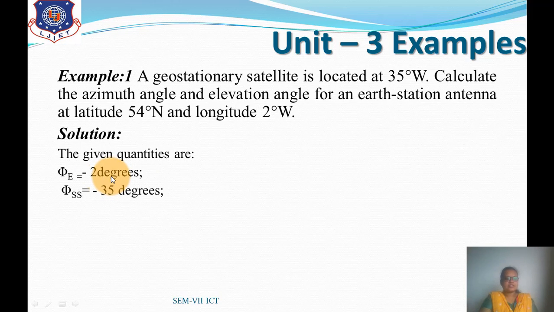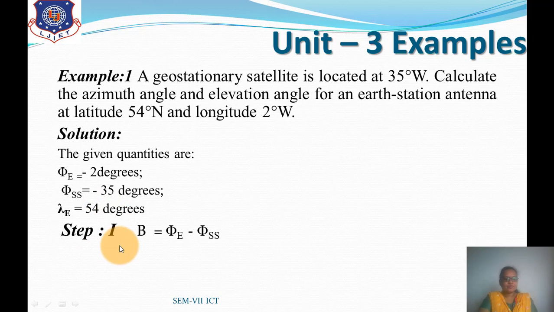Similarly, phi ss, that is the longitude of the satellite. The longitude of the satellite is given as 35 degree west, so it will also be minus 35. And lambda e, that is the latitude of the earth station. Latitude will be in the north-south direction. If it is north, we take it as positive. If it is south, we take it as negative. So in our example, lambda e is 54 degrees.